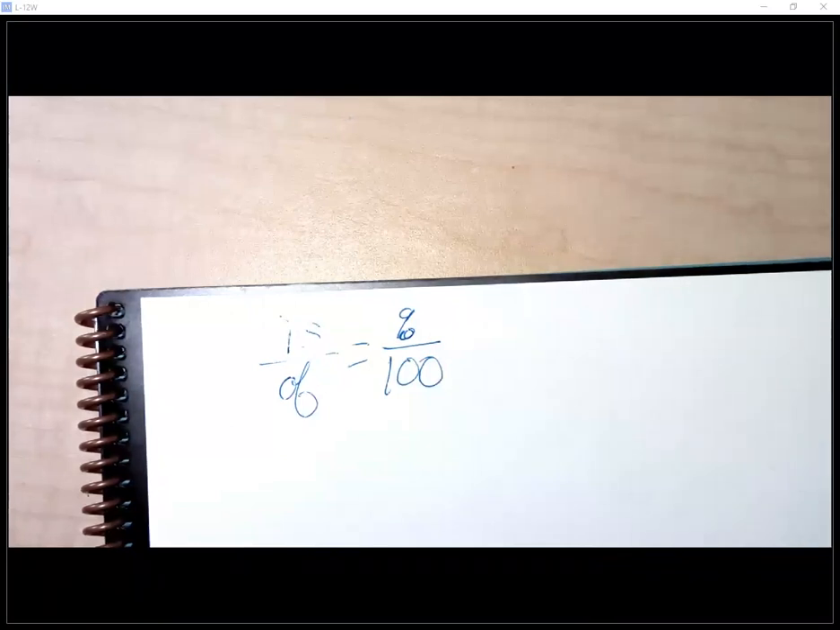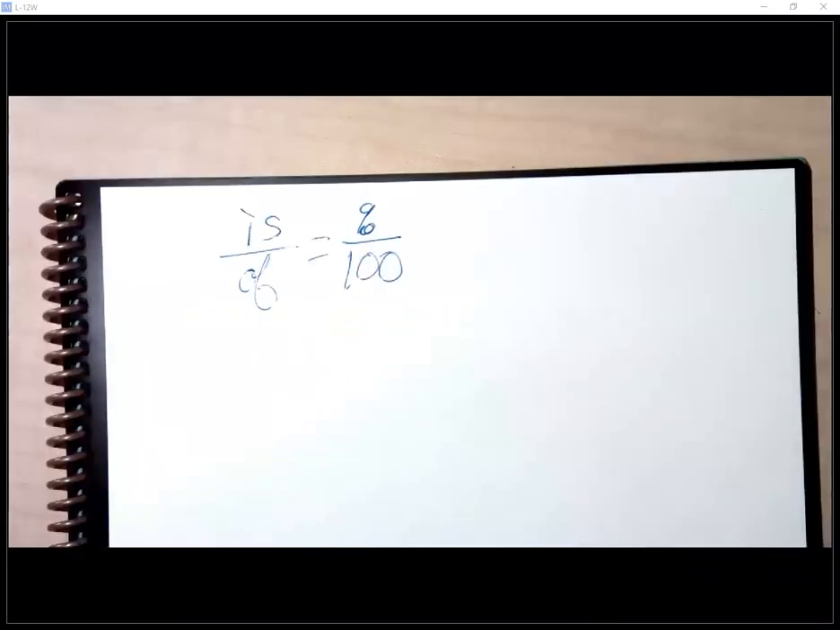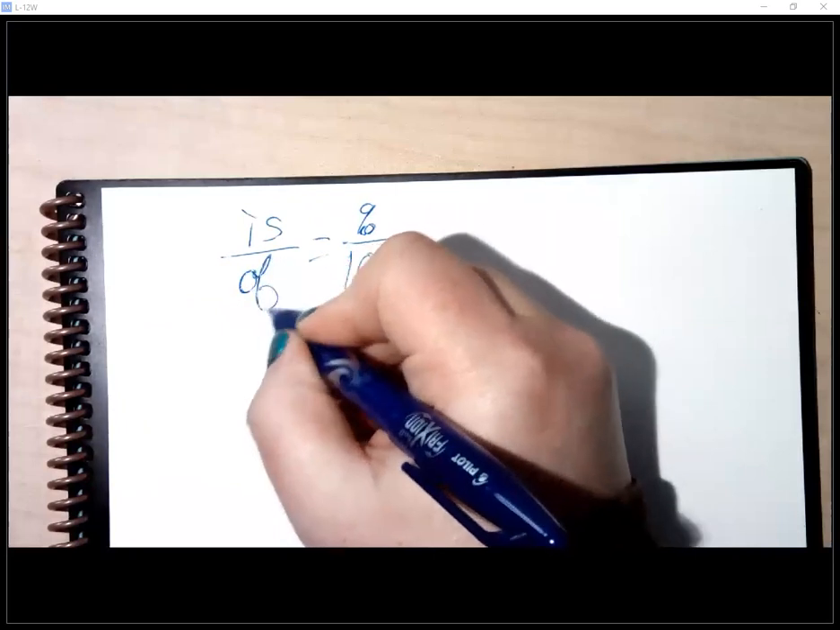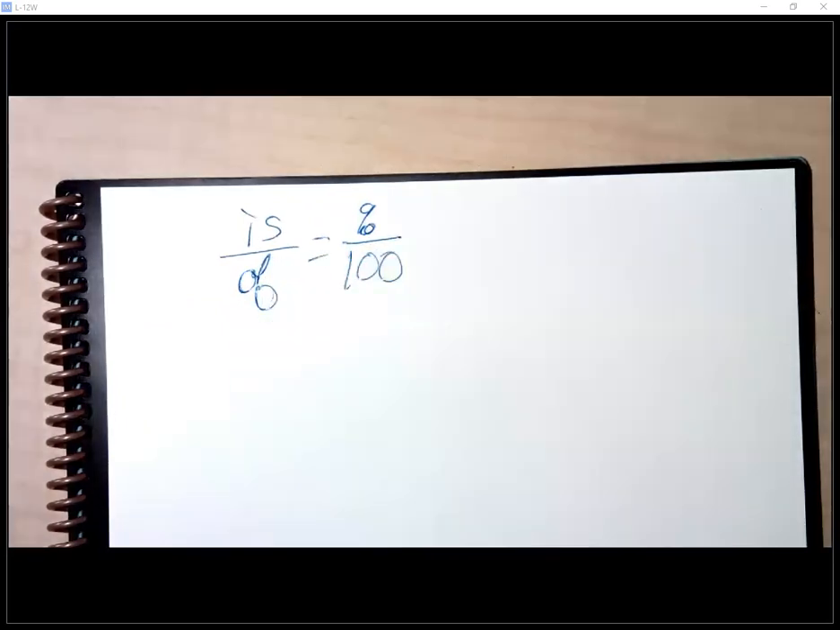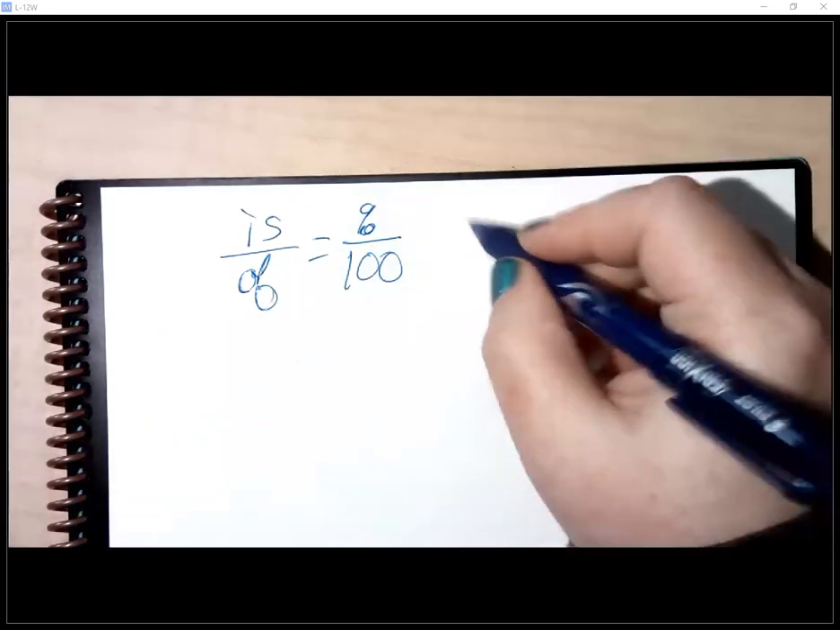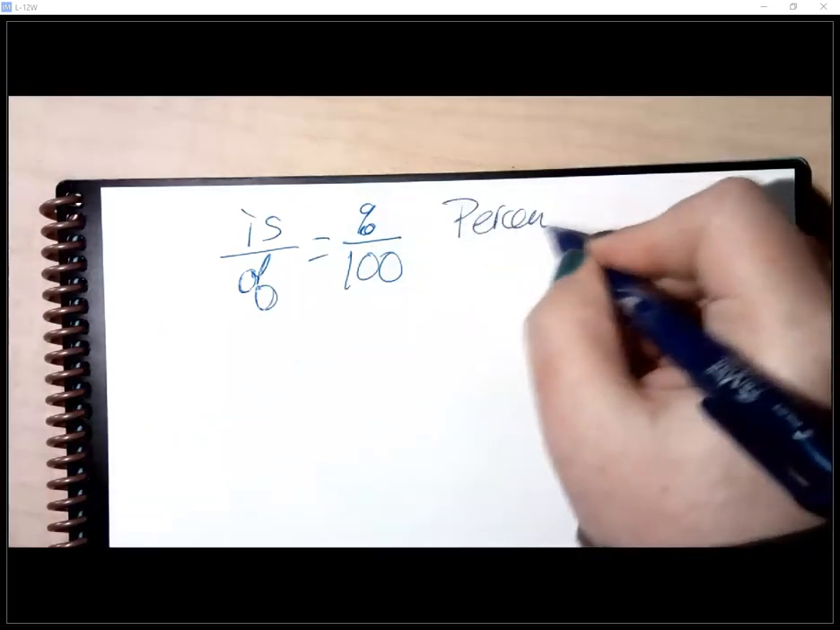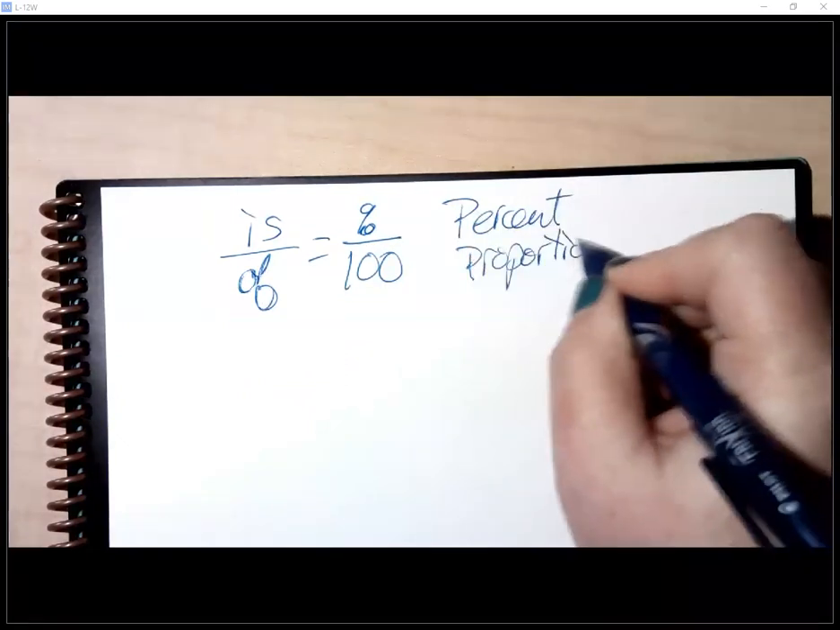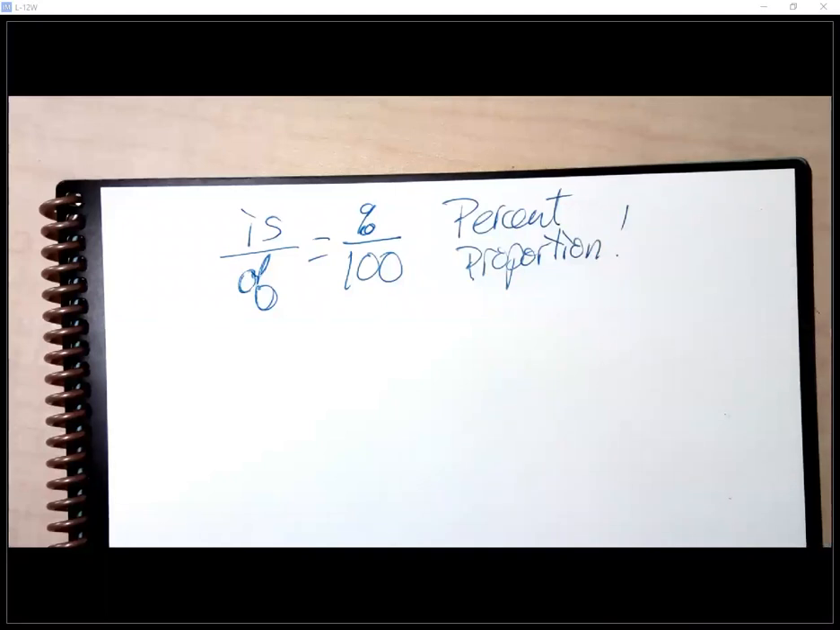Oh, sorry. There's glare. Let me move it so it's not. So please take a moment and write this down. You're gonna write this proportion and make sure you have these words in the right spot. Is over of equals percent over 100. This is called the percent proportion. And I'm gonna show you how to use it. And once you know how to use it, your life becomes so easy.